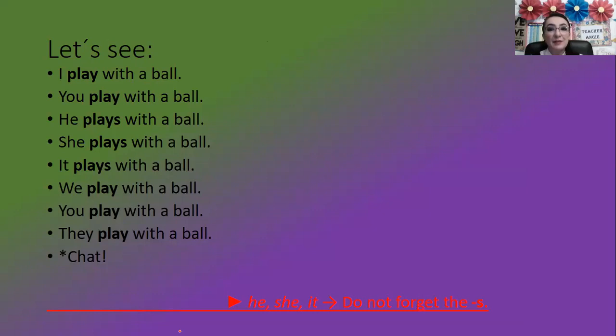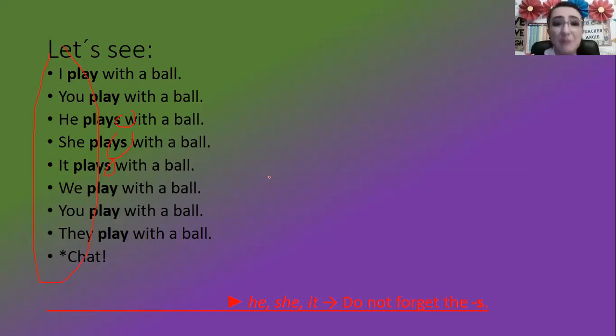In order that we can have something like this: I play with a ball, you play with a ball. Lupita, Carlos, my dog, plays with a ball, but remember that the letter S has to be here. And if you don't want to use all these personal pronouns, don't worry. You can make use of names, situations, places, and so on.